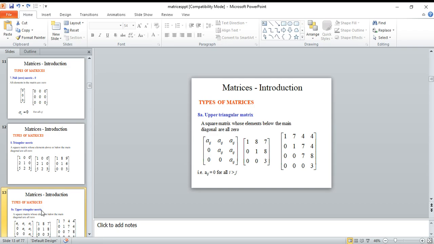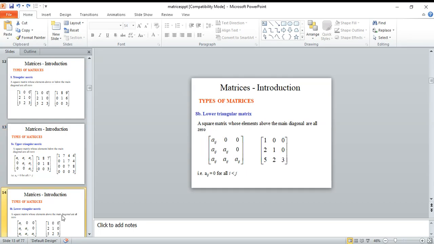A square matrix whose elements below the main diagonal are zeros is called an upper triangular matrix. In an upper triangular matrix, the elements below the diagonal are 0. This is called the upper triangular matrix.